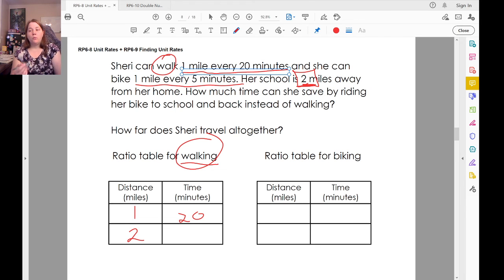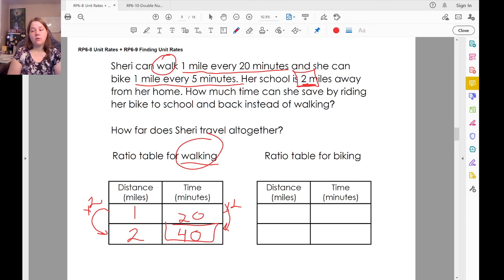So if she can walk 1 mile in 20 minutes, and I'm going to put another mile there, 1 times 2 is 2, so I'm going to multiply the time by 2 also. 20 times 2. I'm sorry. There's no undo, is there? Yes, there is. 20 times 2. 20 times 2 is 40, so it would take her 40 minutes to walk.